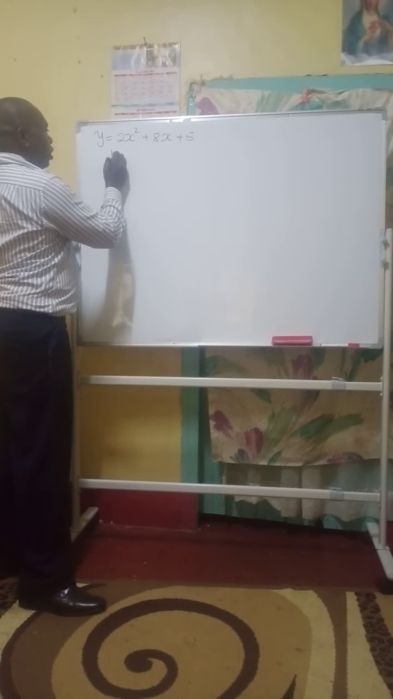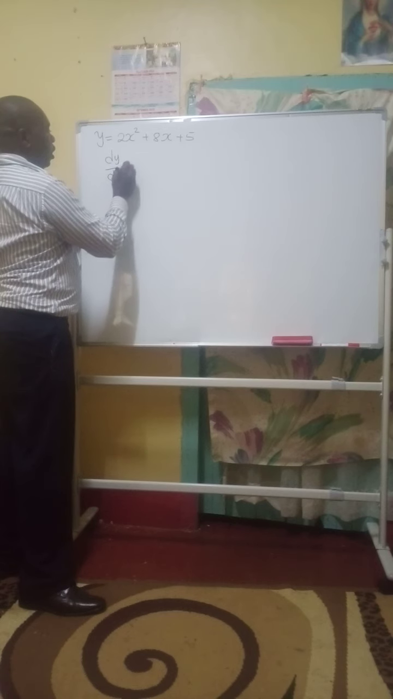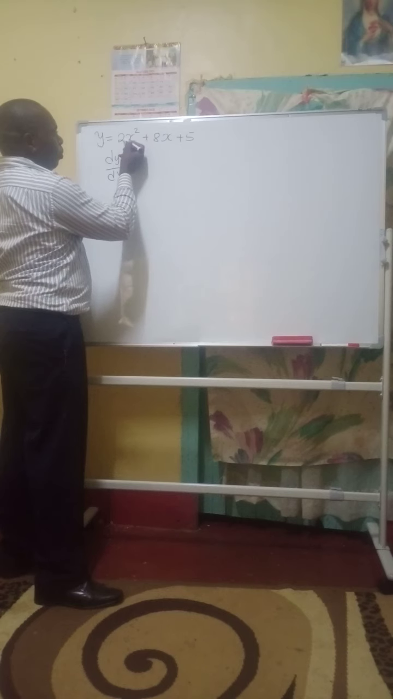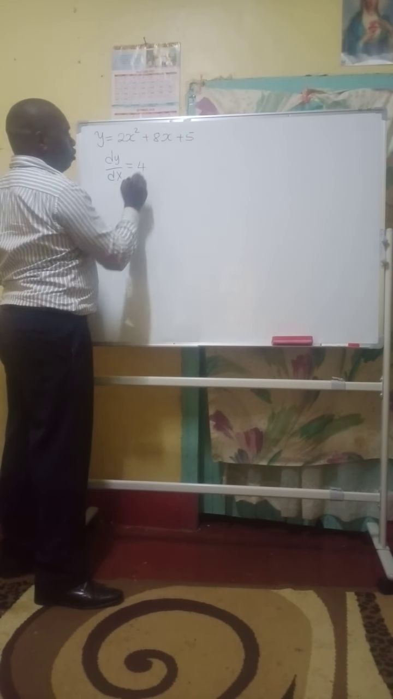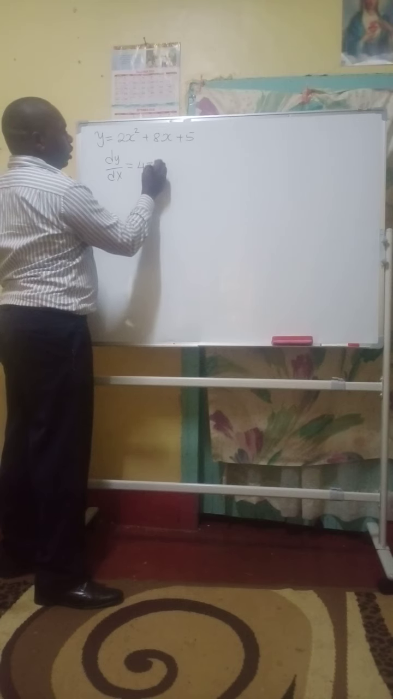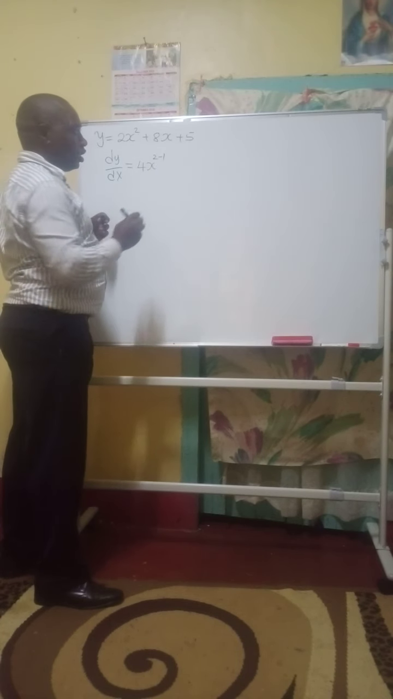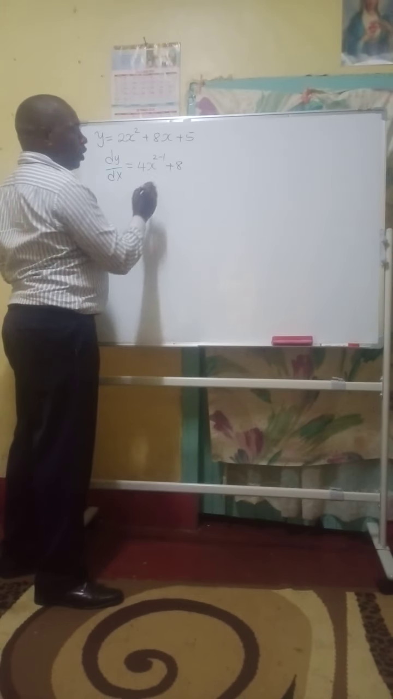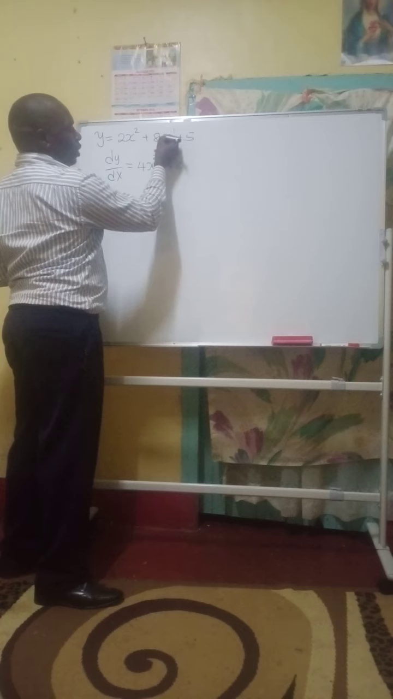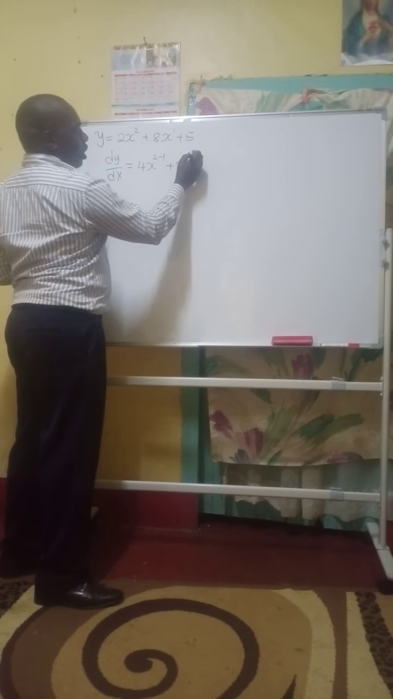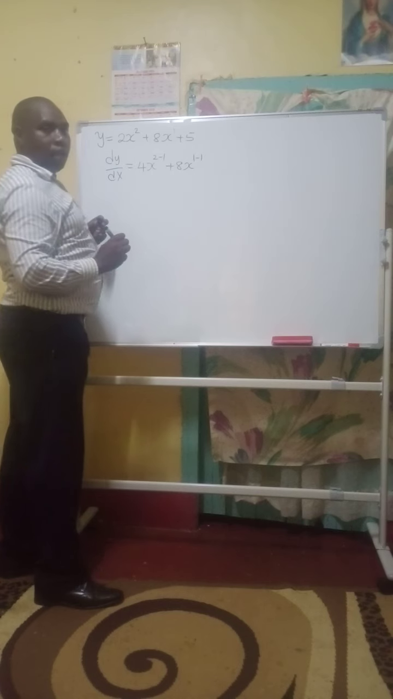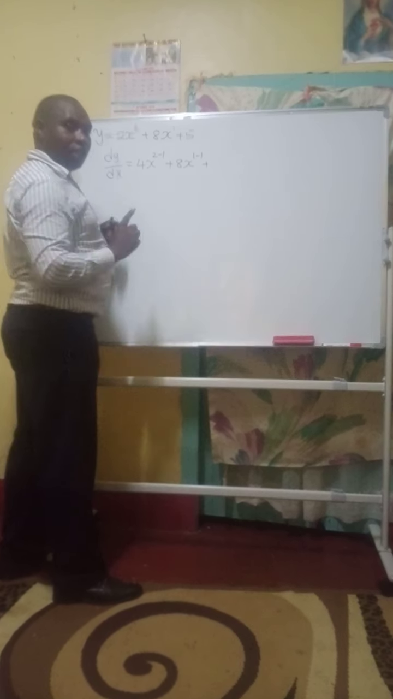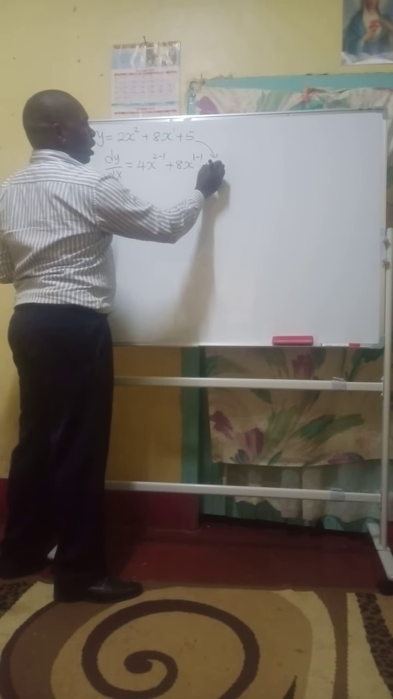You say dy over dx is equal to, this is how you find the gradient function. You take this power multiplied by this coefficient to get 4, and then you subtract 1 from the power like that. And the second part here, you still do the same. The power is 1 here, so 1 times 8 gives you 8, and then x, subtract 1 from that power, and the last part is actually a constant. When you differentiate a constant, you always get a 0.